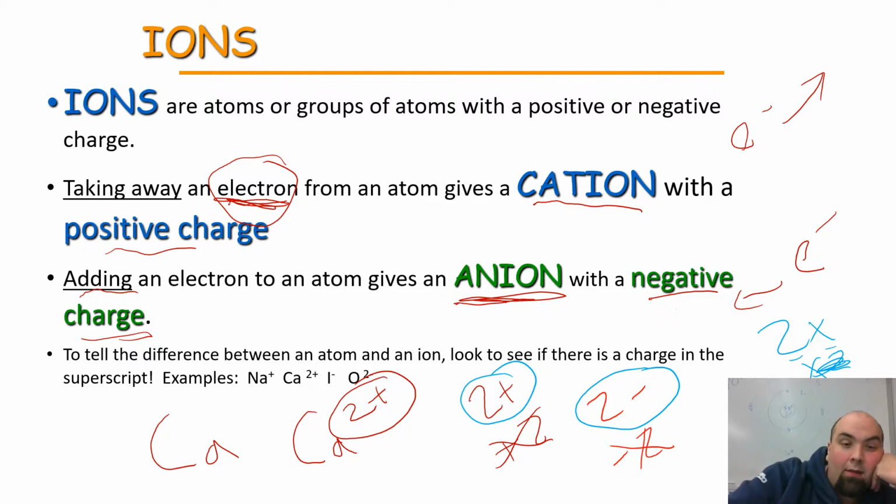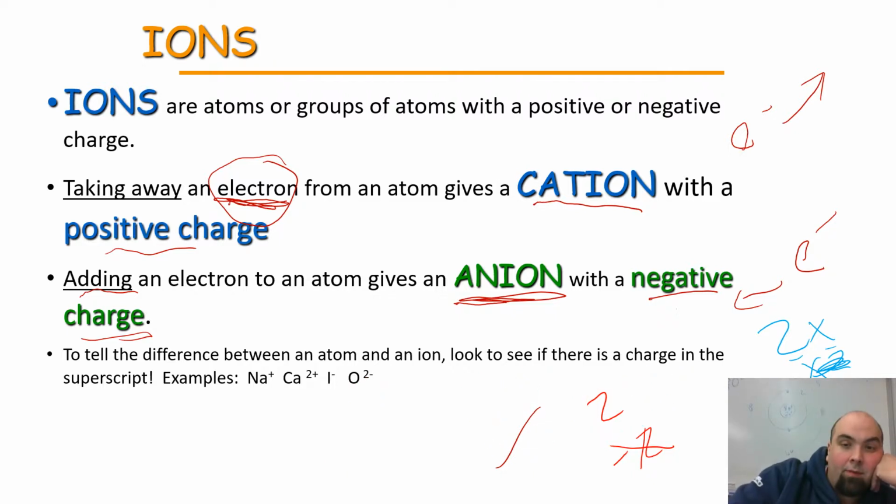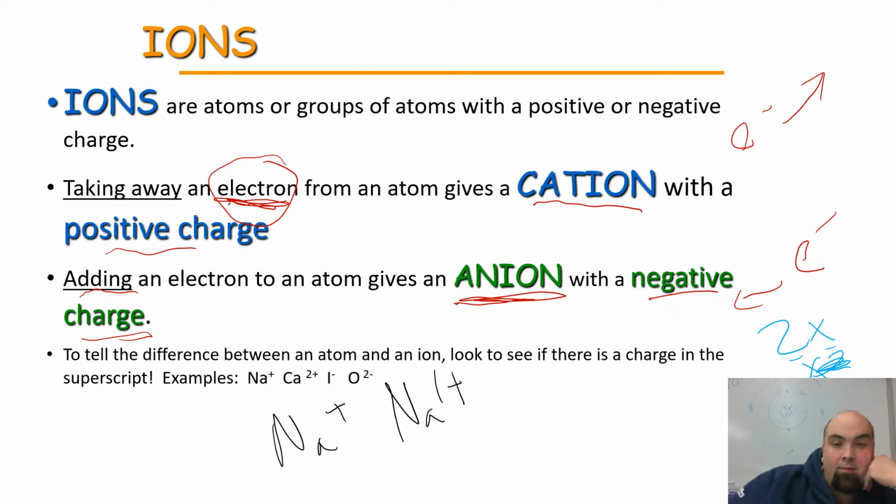If it's got a single charge, like in the example here, if you had Na, you could write it as Na+, or sometimes you'll see it as Na1+. This is normally an easier way to do it.